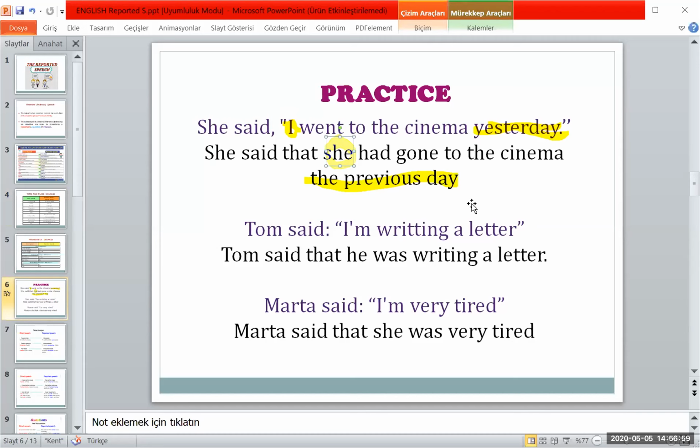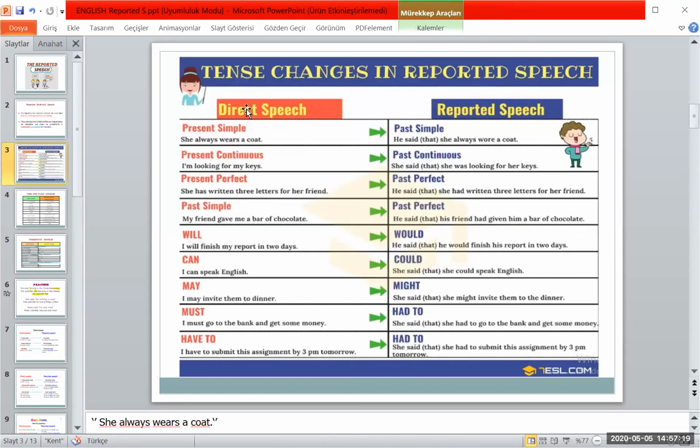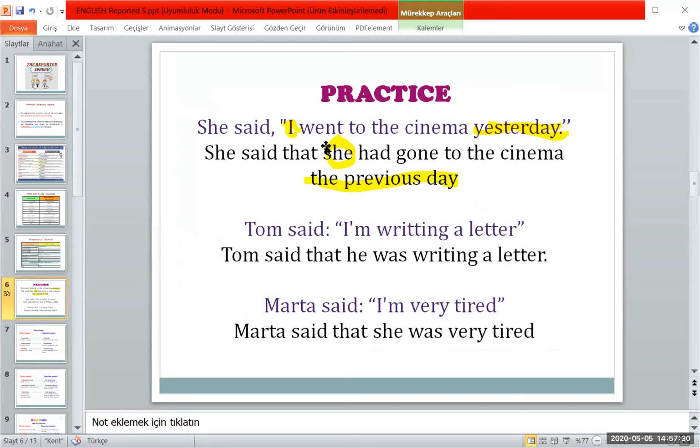How about the tense? This "went" in the original sentence, which is past simple, changed into "had gone". Why? Because in the original sentence, which is direct speech, if it is past simple, in reported speech we need to refer to past perfect. Okay? And this is what we did in the first sentence.